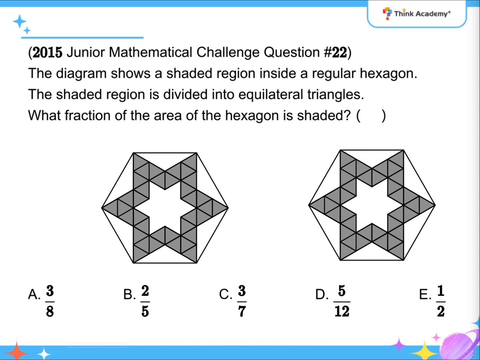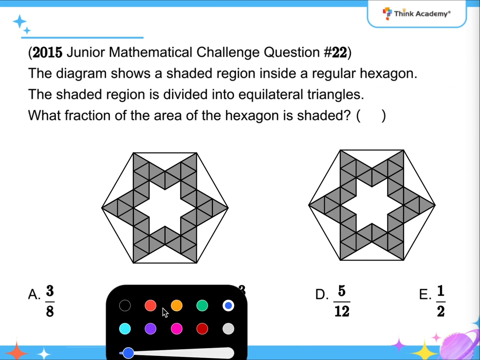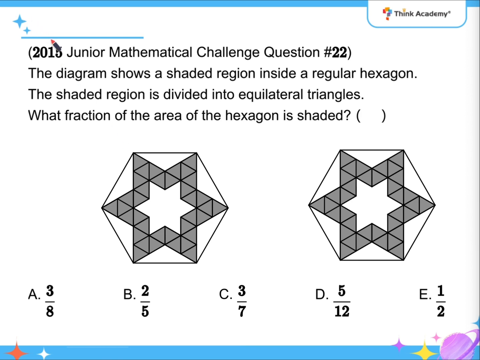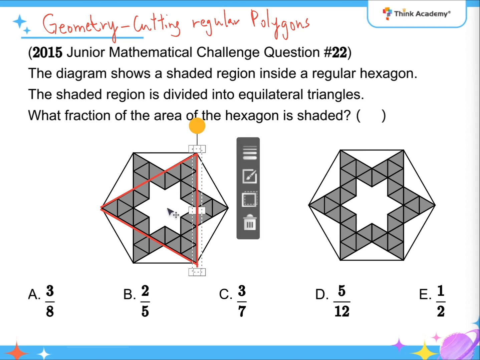And then the next question, 22, unfortunately, I still don't have enough space, so my head is still up there. So this is a geometry question, and it will be on cutting regular polygons again. So how does this work? First of all, we can try to cut this hexagon into 18 pieces with equal areas by doing this.